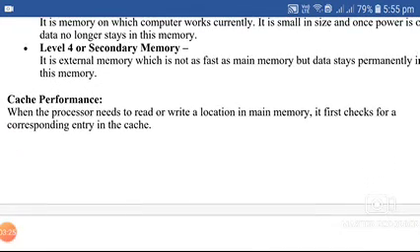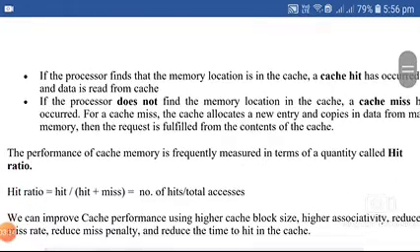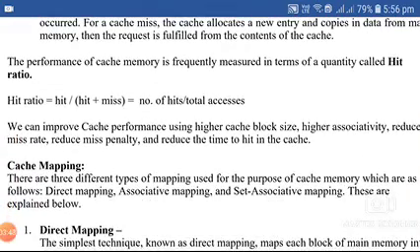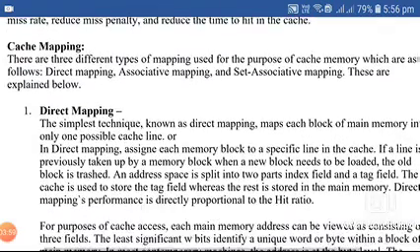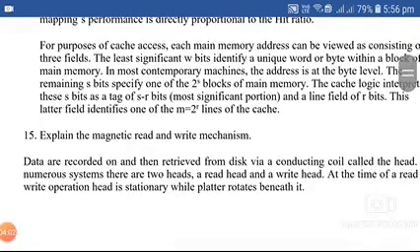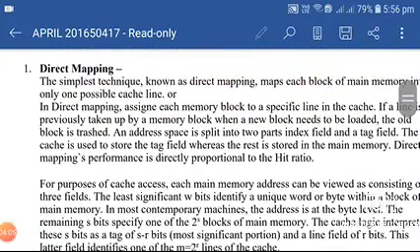Cache performance. When the processor needs to read or write a location in main memory, it first checks for a corresponding entry in the cache. If the processor finds that the memory location is in the cache, a cache hit has occurred. If the processor does not find the memory location in the cache, a cache miss has occurred. So we can also find the hit ratio. The hit ratio is equal to hits divided by hits plus misses, that is, number of hits divided by total accesses. Cache mapping. There are three types of cache mapping: direct mapping, indirect mapping, and hybrid mapping.